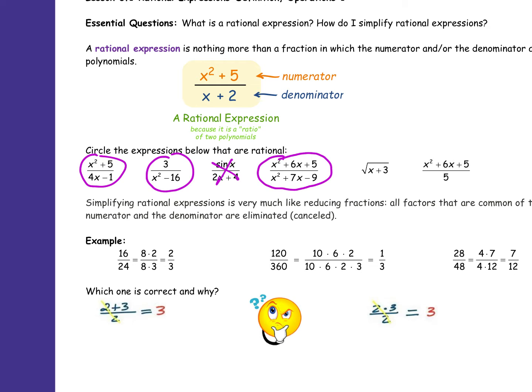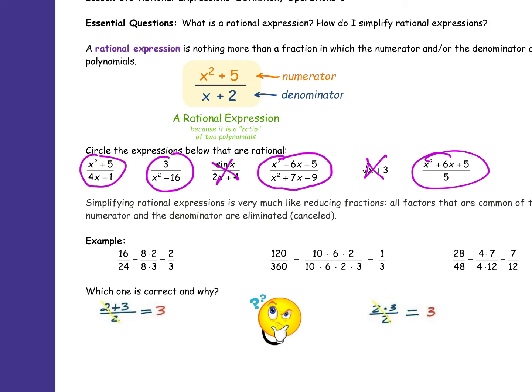First of all, it's not a fraction, so it can't be, right? And second of all, this x is underneath the square root, so it can't be a polynomial. So it fails both parts of the definition. And what about the last one? Yeah, because 5 is still a polynomial, so it's still a rational expression.